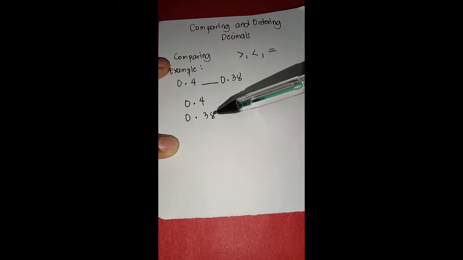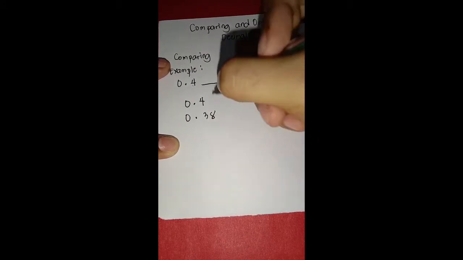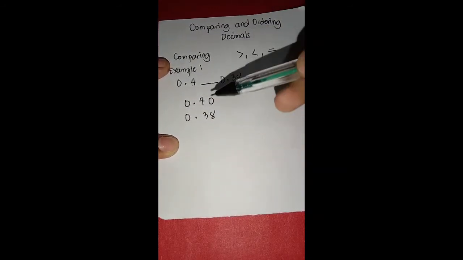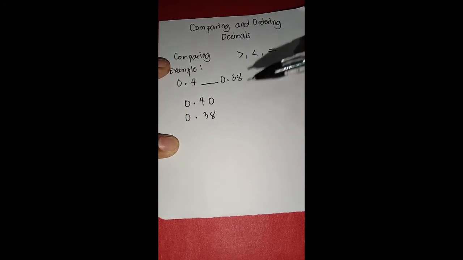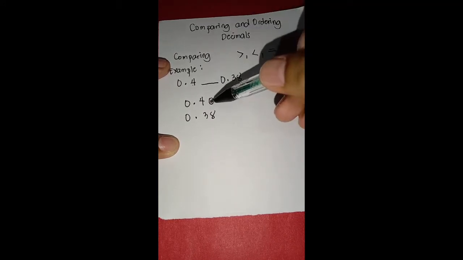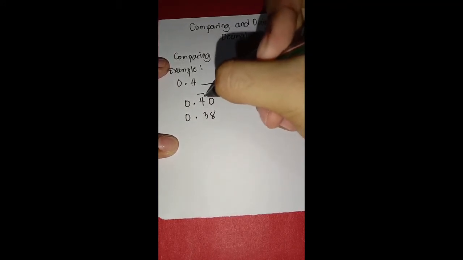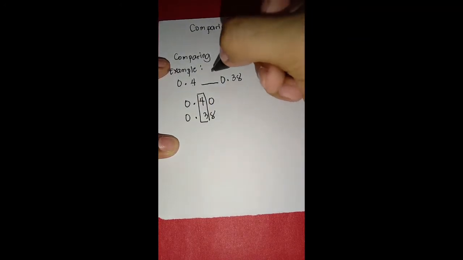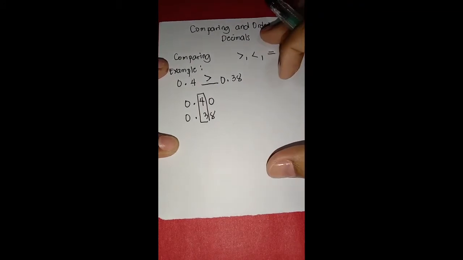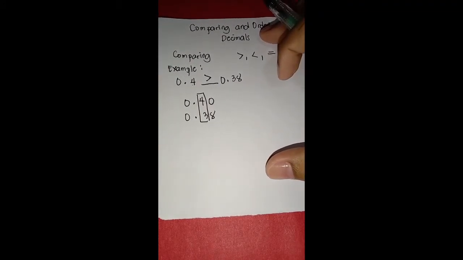So, makikita natin, meron tayo ditong hundredths place value. So, therefore, maglalagay tayo dito ng 0. So, they have the same place value. And then, kung makikita natin, mas malaki itong ating 40. Or, if we compare this number, 4 is greater than 3. So, therefore, the answer here is greater than. So, ganun lang kasimple. Okay.